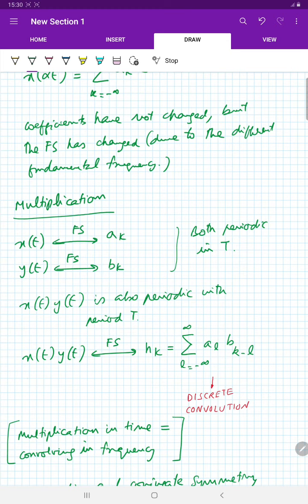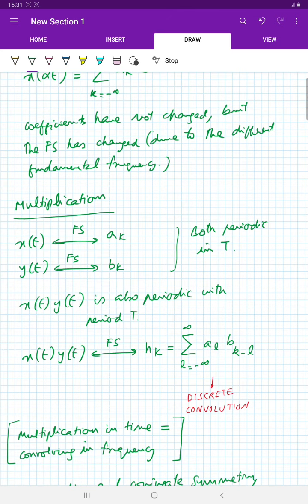Okay, so again you substitute it into the Fourier series analysis coefficient formula, and you will see that if that is h_k, it will have terms like a_l b_(k-l), where l goes from minus infinity to infinity. If you look at this expression, it is nothing but a discrete convolution. So essentially, when you multiply signals in the time domain, the Fourier series coefficients get convolved.